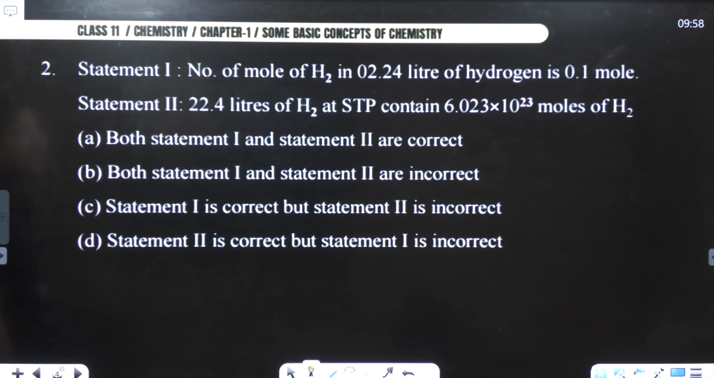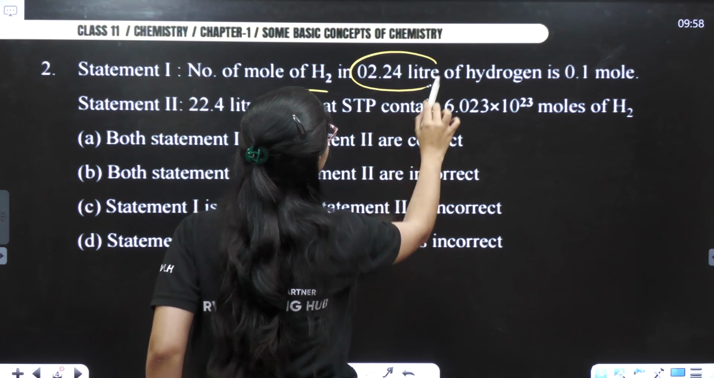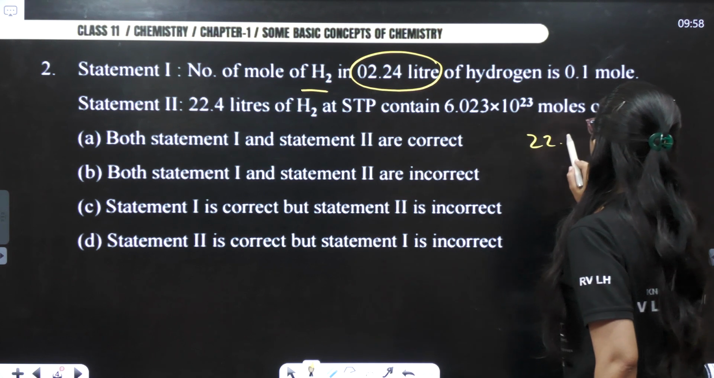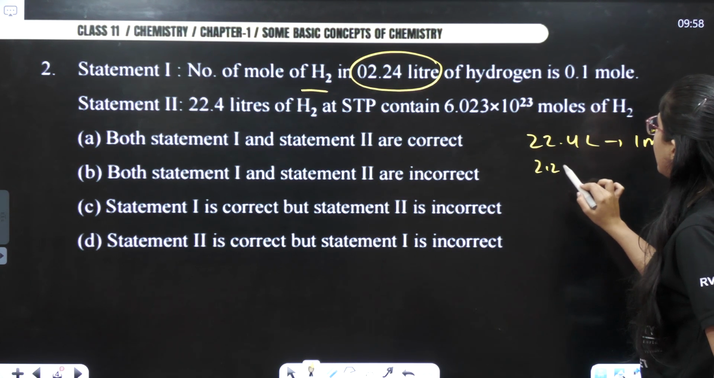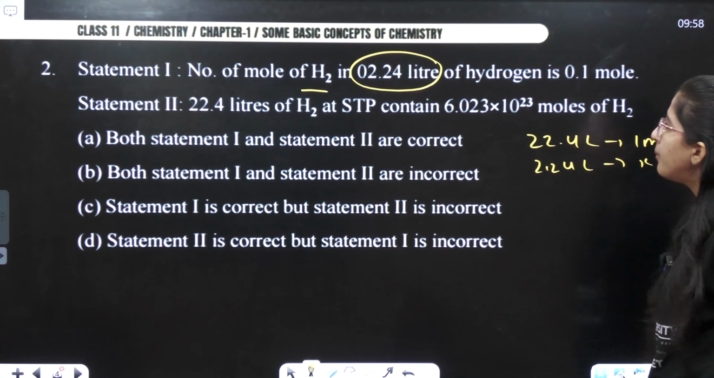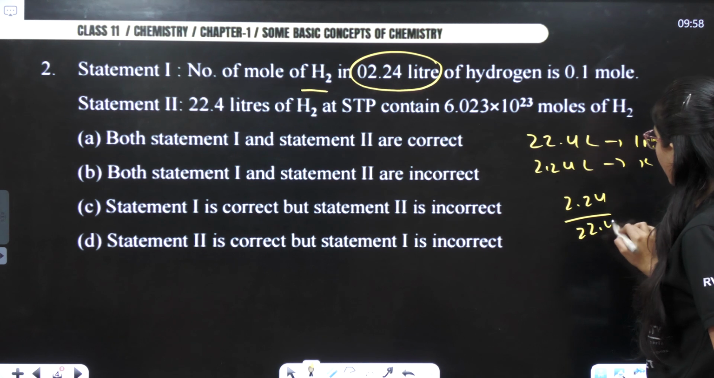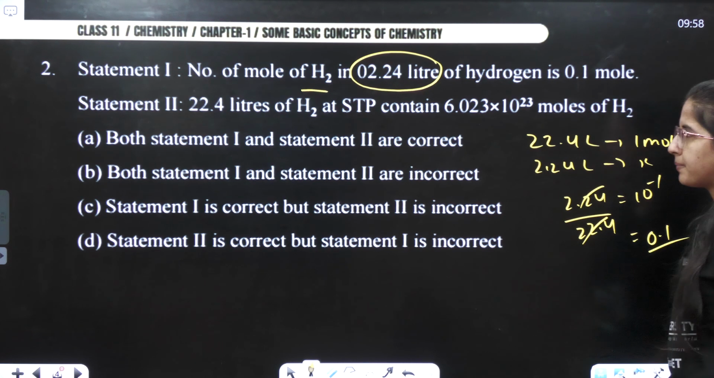Next question. Statement 1: the number of moles of hydrogen in 2.24 liters of hydrogen is 0.1 mole. You know that 22.4 liters of hydrogen consists of 1 mole. Then 2.24 liters of hydrogen will consist of how many moles? It will simply be 2.24 divided by 22.4, which gives 10 raised to minus 1, which is equal to 0.1.